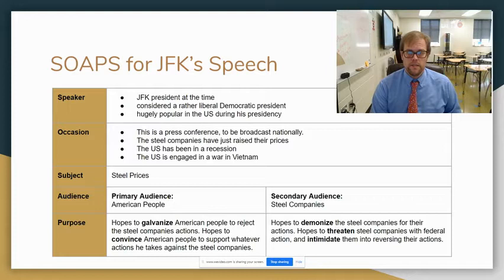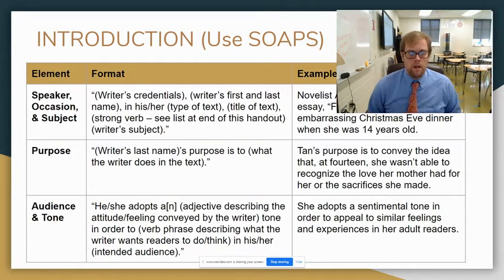So with this information that we have here from our SOAPS analysis, we can now reformulate the information into a framework to create an introduction. The way that would work is to begin with stating the writer's credentials. Tell us something about who they are, include his or her first and last name, possibly include the title and the type of text that's being used, and then hit us with a strong verb, and then put the subject right there in the beginning.